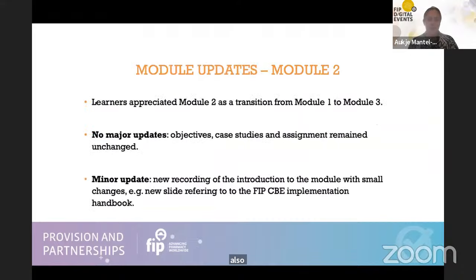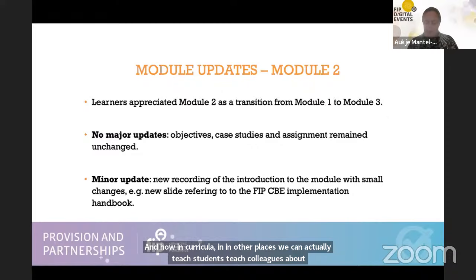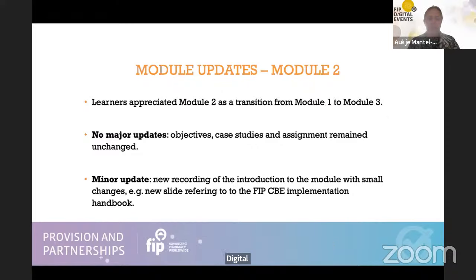Next slide, please. Module 2 is really about how you can integrate digital health education in your own curriculum. So I think moving from Module 1 to Modules 2 and 3, the focus becomes on education and how in curricula, in other places, we can actually teach students, teach colleagues about digital health and its applications.